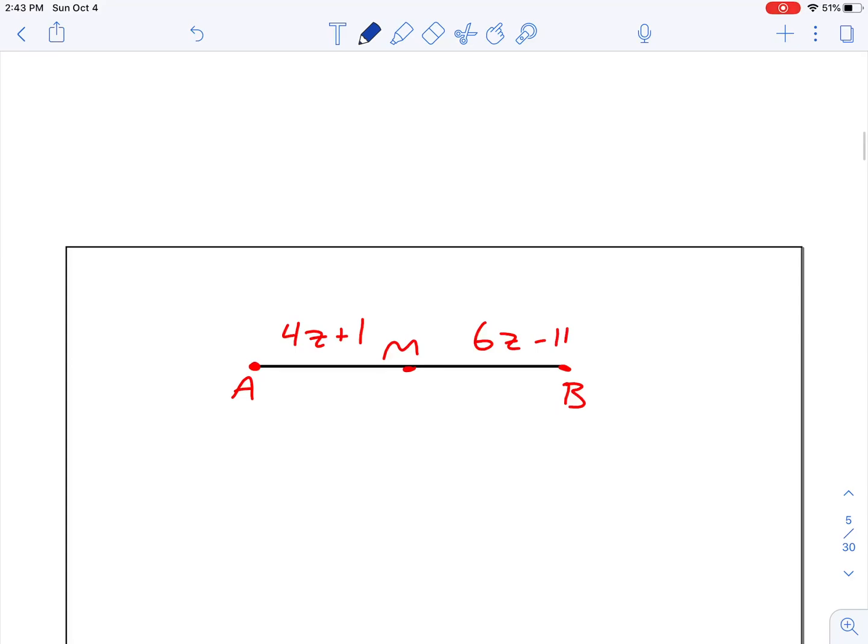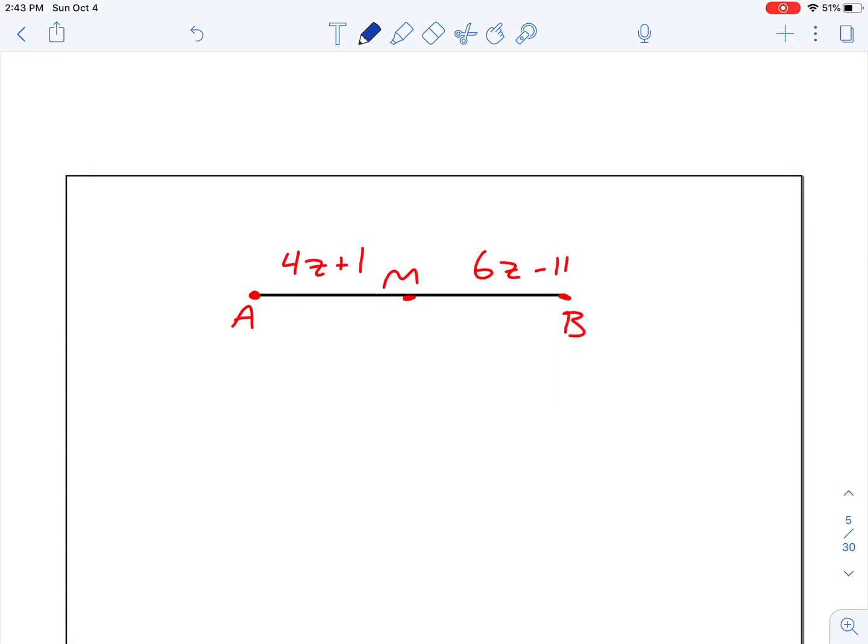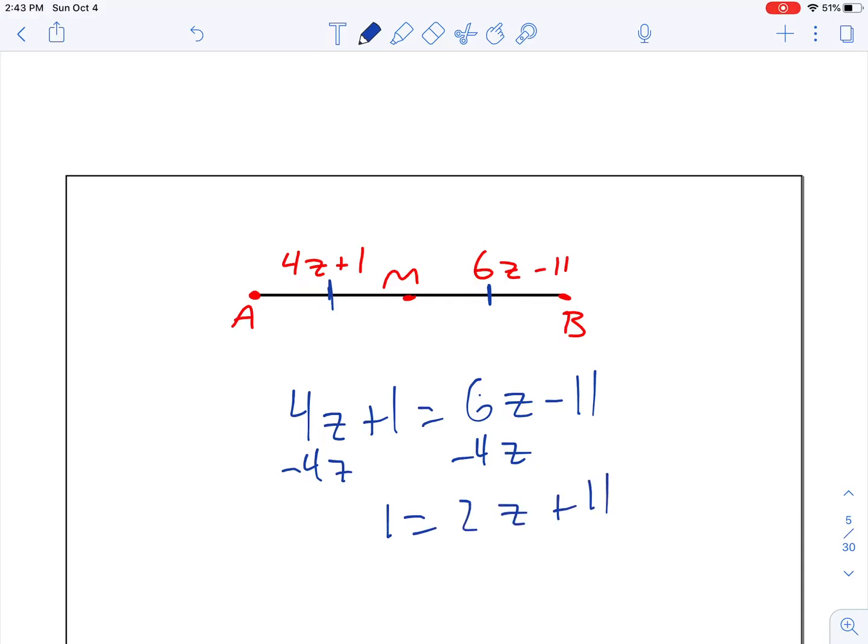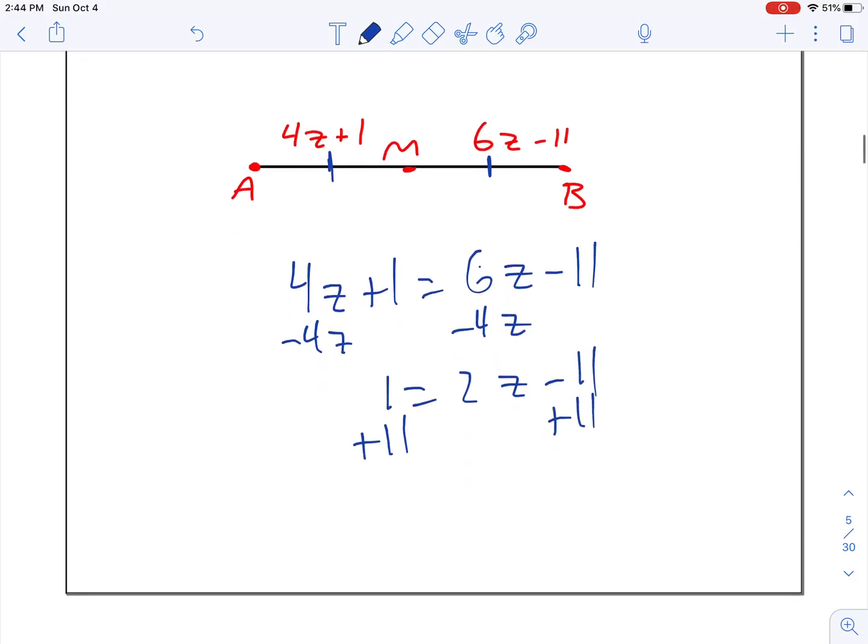Same idea for our second one then. So number 4, once again, M is our midpoint. So AM will be equal to MB. 4Z plus 1 will equal 6Z minus 11. So subtract 4Z from each side. 1 equals 2Z minus 11. Oh, I'm sorry, not plus 11, minus 11. And then we'll add 11 to each side. So 12 equals 2Z. And then we divide by 2. We get Z to equal 6.